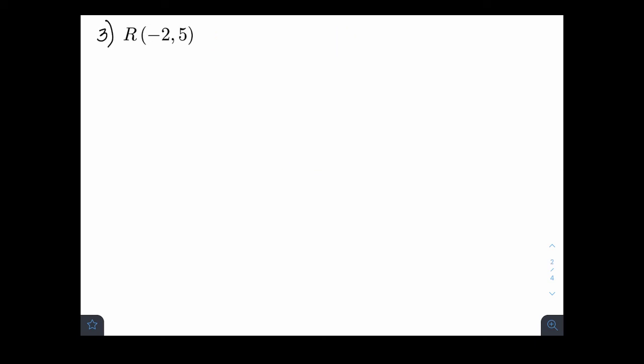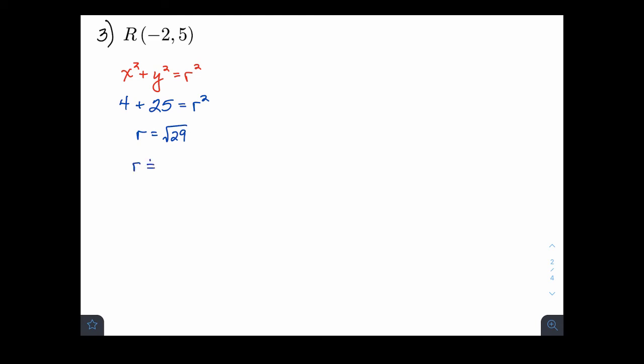The last one we're going to look at is the rectangular point (-2, 5), and you are going to need your calculator for this one. To start, to find r, square the x value, we'd have 4, square the y, we'd have 25. That means we have an r value of square root of 29. You can definitely leave it like that, that's fine.